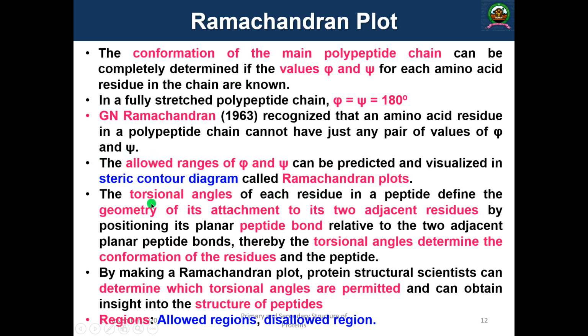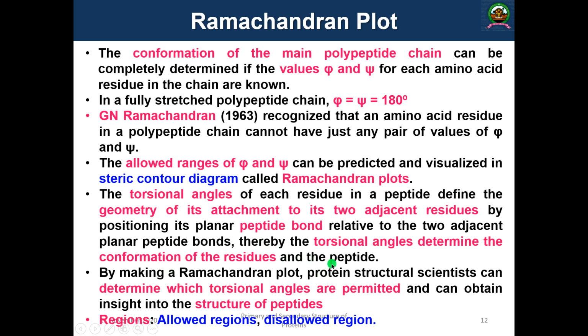So what is it clearly indicating? This is a plot, a graph, with the possible phi angle taken along the x-axis and the possible psi angle taken along the y-axis, from 0 to 180 degrees, that is 0 to plus 90 to plus 180, and 0 to minus 90 to minus 180. The torsion angle of each residue in a peptide defines the geometry of its attachment to the adjacent residue, how the amino acid residues are interacting, and how they produce a stable secondary structure, how they are positioned in order to create the secondary structure and make it planar.